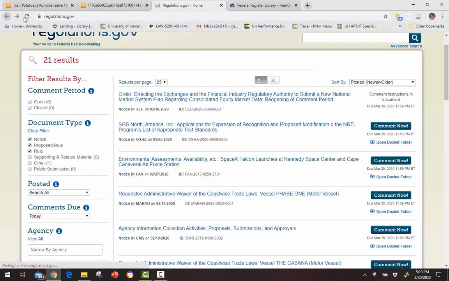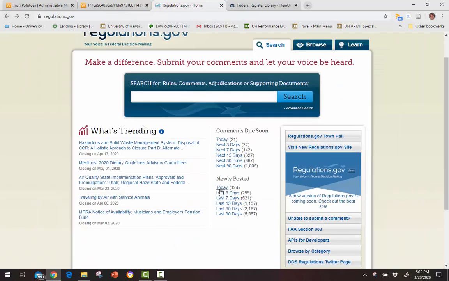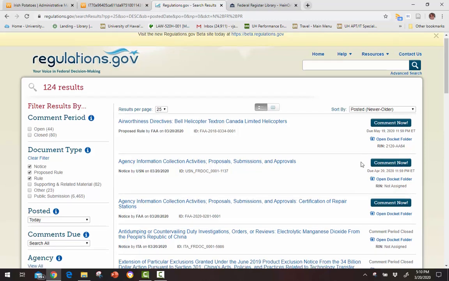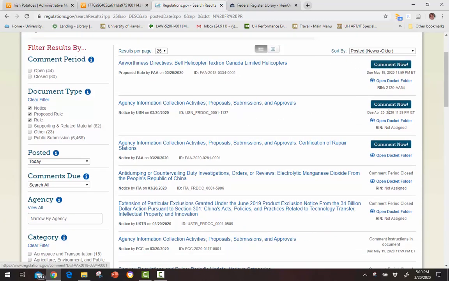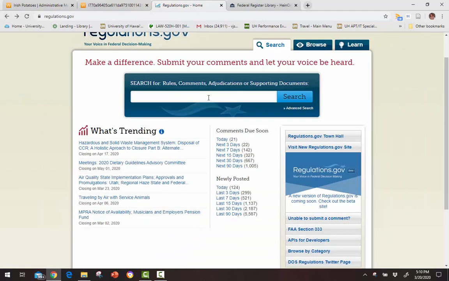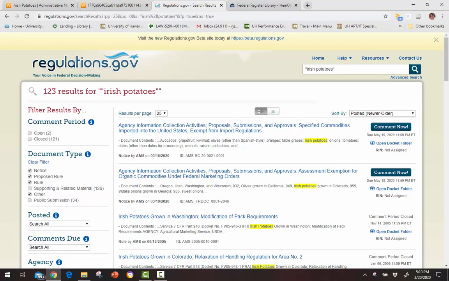We also see what newly posted regulations are out there. So these have just been published, and they're open for about a month. You can filter them out. Our filters are over here. So we're going to do a search for our Irish potatoes and show you the filters. Okay, so let me go back to the main page. And again, we're searching for Irish potatoes. Okay, and we have 123 mentions of Irish potatoes in the regulations. Who knew there was so much to talk about with Irish potatoes?